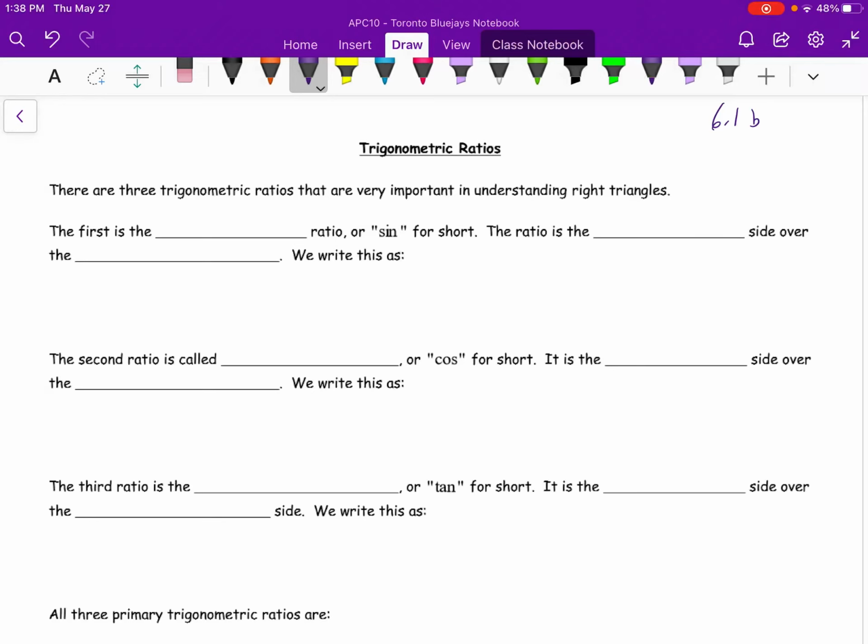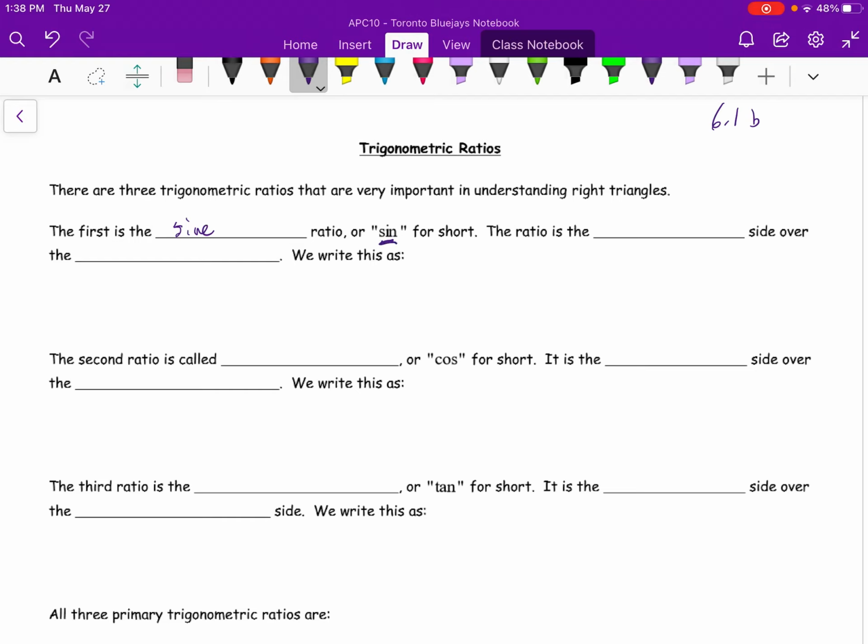So we're going to be taking a look at three trigonometric ratios. And the three trigonometric ratios are sine, cosine, and tangent. If you ever heard the term SOHCAHTOA, that's what we're talking about. So let's do the first one. The first ratio is called the sine ratio. And it's called sine for short, like S-I-N, I call it sine.